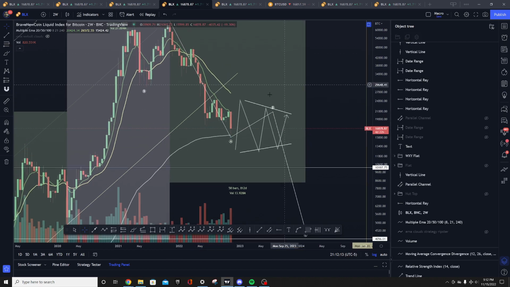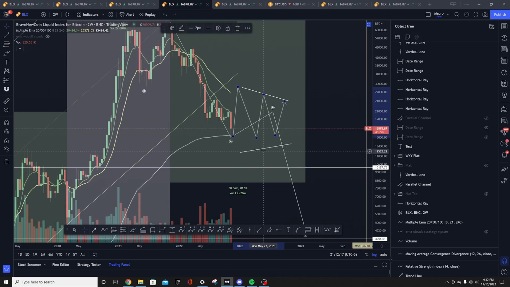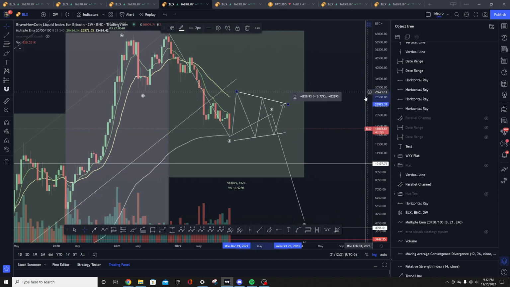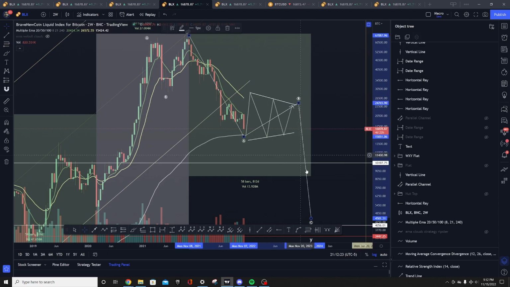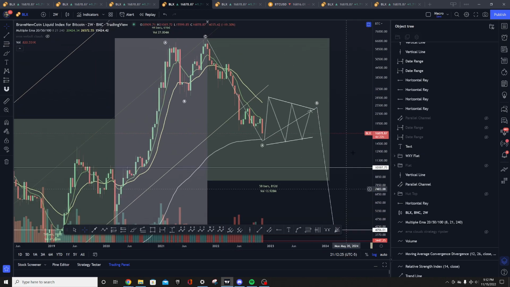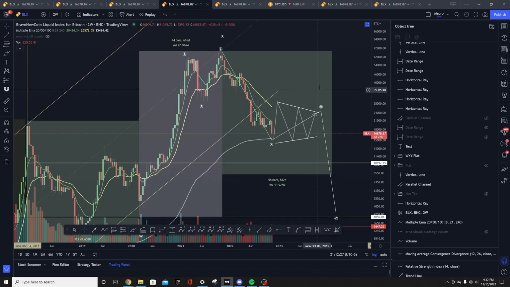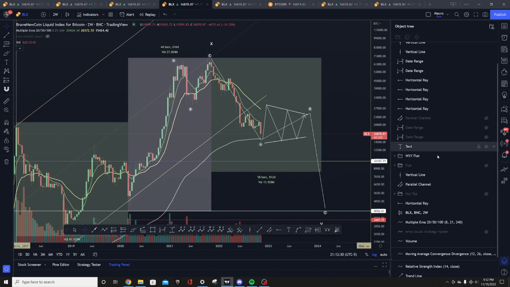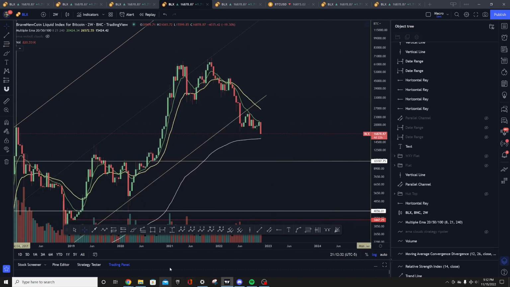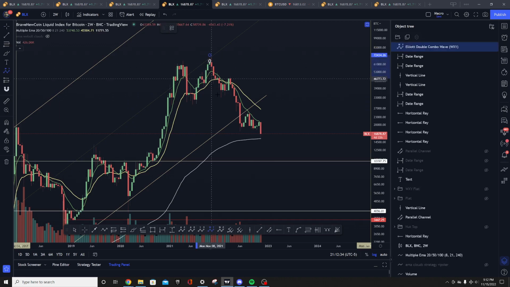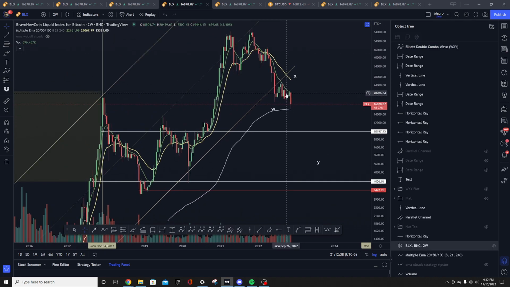So this would be the A. This would fake out a lot of people. I don't think it's as likely. Maybe instead it's a WXY of the Y. I don't know if that's even allowed. We're just going to have to wait and see. So those are all the counts that I'm tracking.